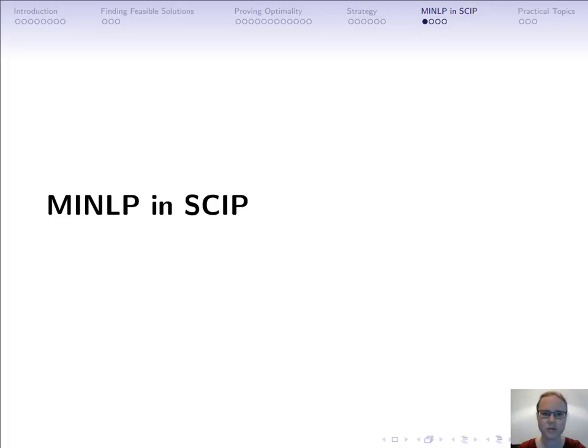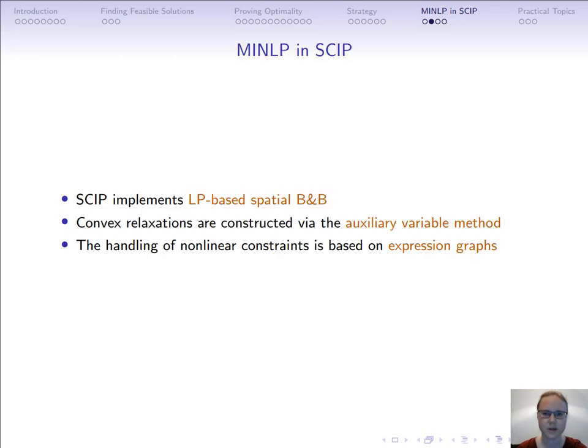SCIP can solve both convex and non-convex MINLPs, and I would like to tell you about some implementation choices that have been made there. First, a few quick facts. SCIP implements LP-based spatial branch and bound. The convex relaxations are constructed with the use of the auxiliary variable method, and the handling of the nonlinear constraints is based on expression graphs.